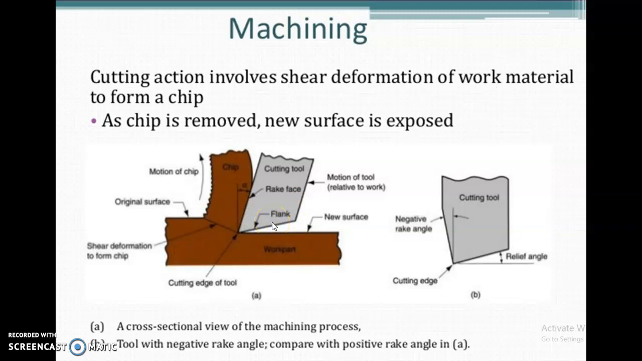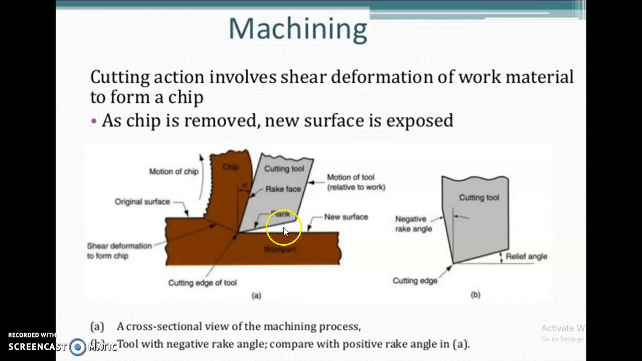I will explain about this when we see single point cutting tool nomenclature in our future classes. This is called the rake face. This is called the flank. This is the cutting edge of the tool. This edge will be in direct contact with the workpiece. This is the rake angle, and this is the negative rake angle. There are three types of rake angle: positive rake angle, negative rake angle, and zero rake angle. This angle is called the relief angle.